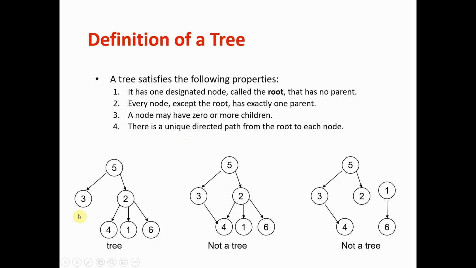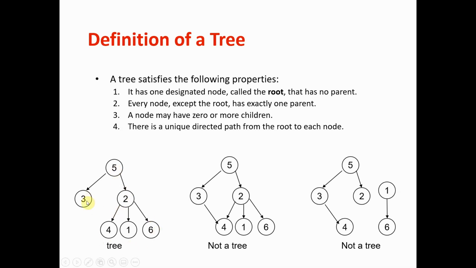So for example, this one is a tree. This node with the key value 5 is the root of the tree. And you can see that there are no cycles here, there are no loops. And from the root node to every other node, there is a unique path. This is the unique path that goes to 3. This is the unique path that goes to 2. This is the unique path that goes to this node. Another unique path that goes to 1, a unique path that goes to 6. So this is a tree.